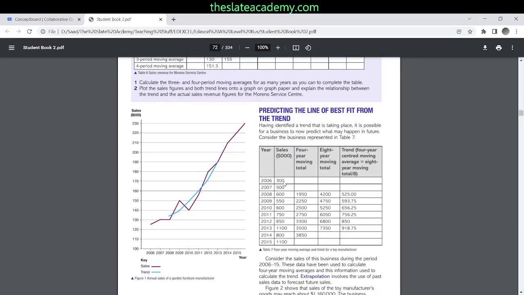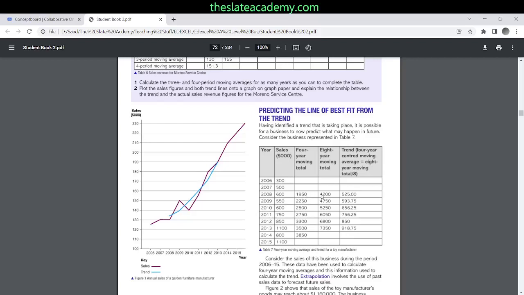So here they show the correct one. For example, the 4-year moving total is 300, 500, 600, and 550, and then they must have done 500, 600, 550, and 600. Could you quickly check the first four? I checked just now, for these four and the next four, it's correct. And then the 8-year moving total would be the sum of these two.